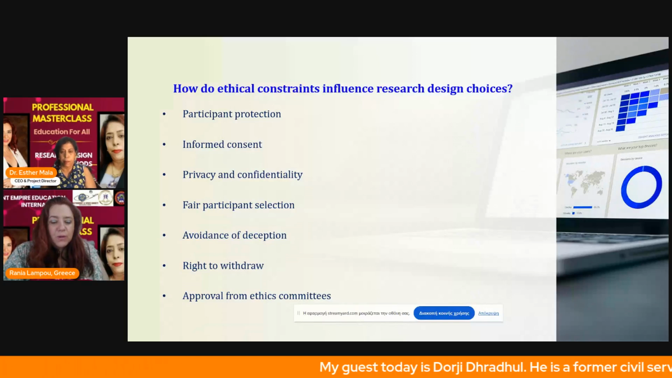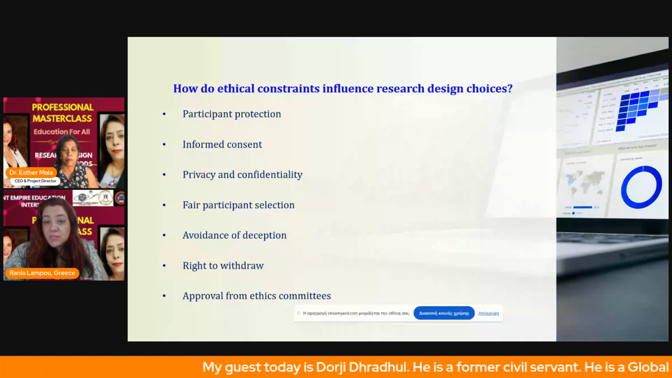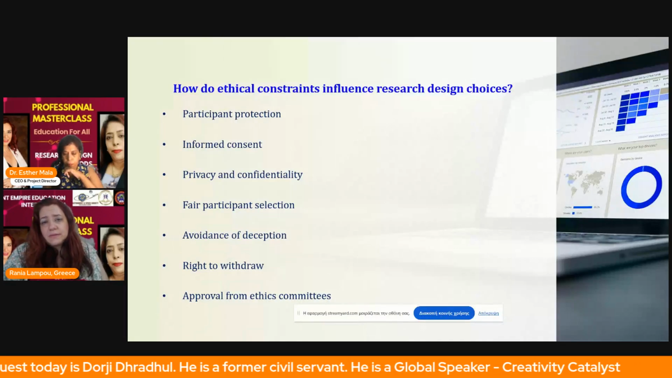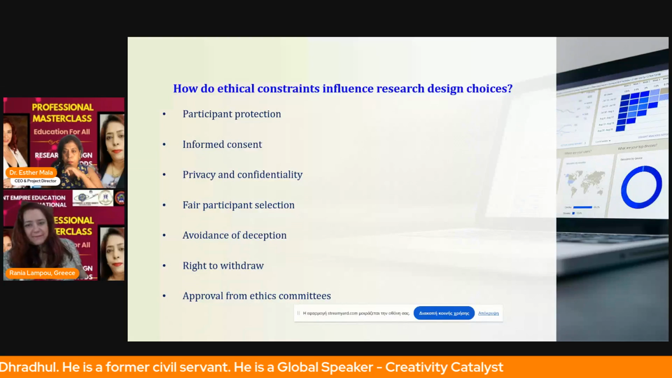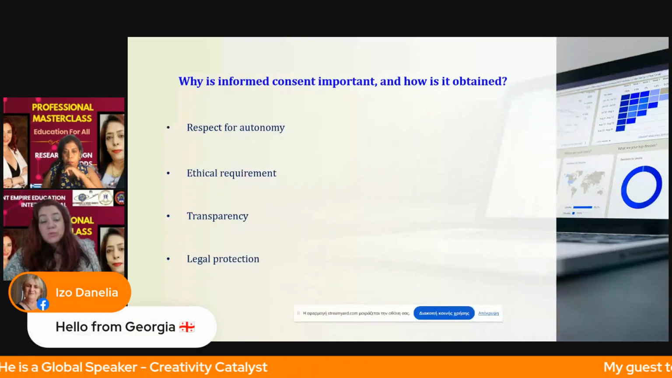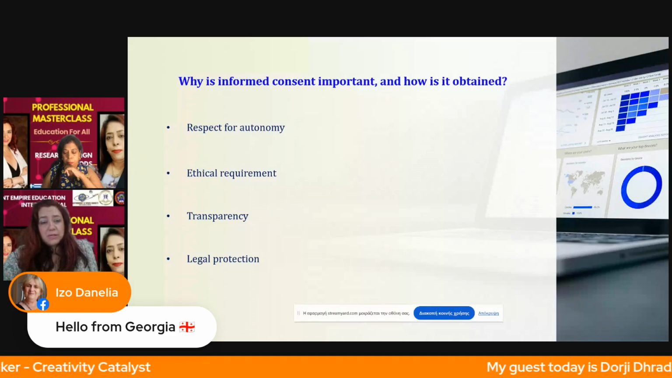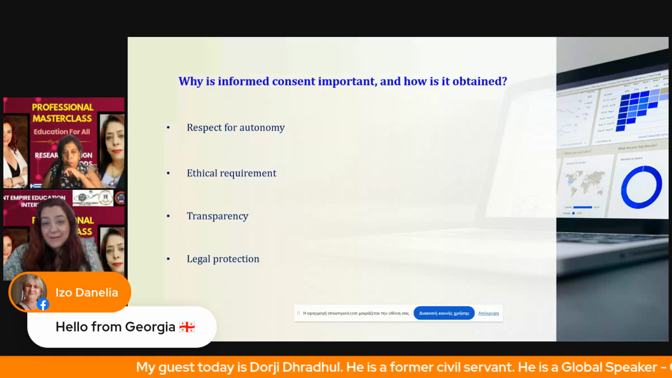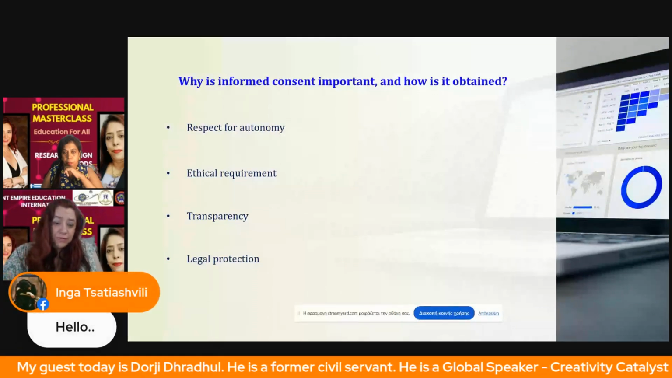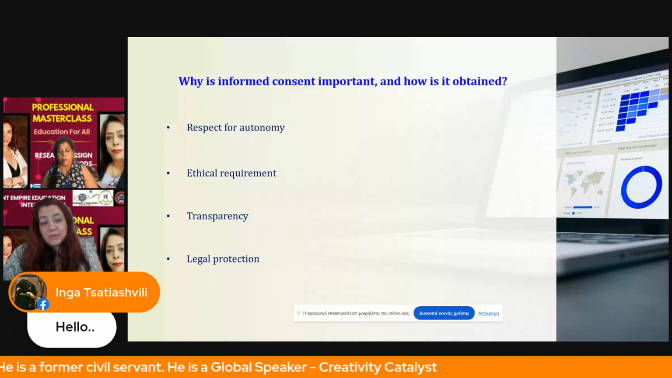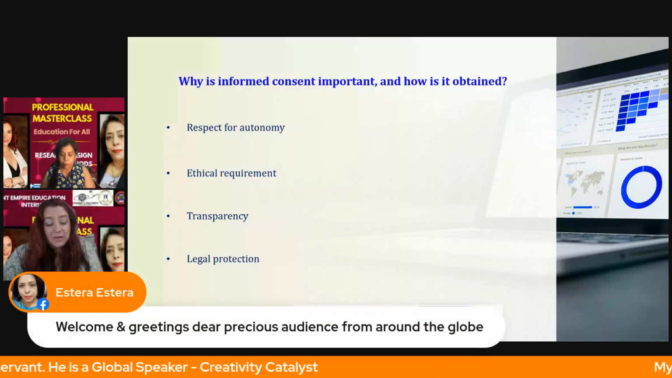This way we can ensure that research design is responsible and respectful towards participants, often limiting certain methods or requiring additional safeguards. So, informed consent, I mentioned before, is important because it respects participants' right to make informed decisions about their involvement, ensuring that they voluntarily agree without pressure or deception. It's a fundamental ethical principle in research, protecting participants from harm and exploitation.